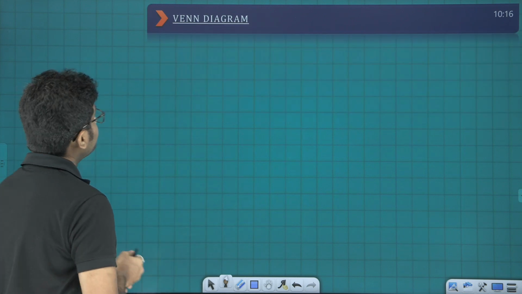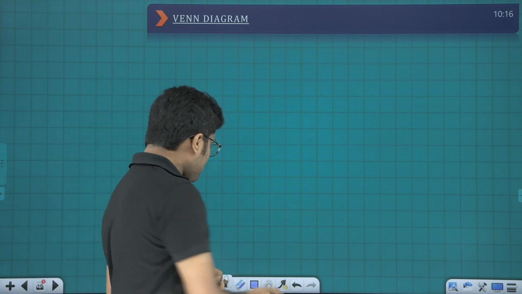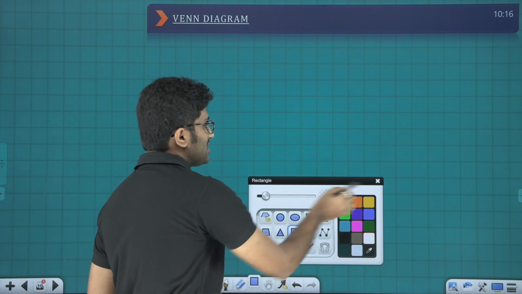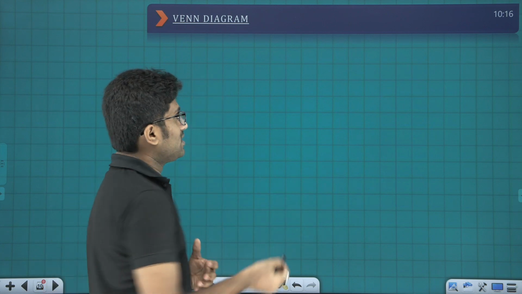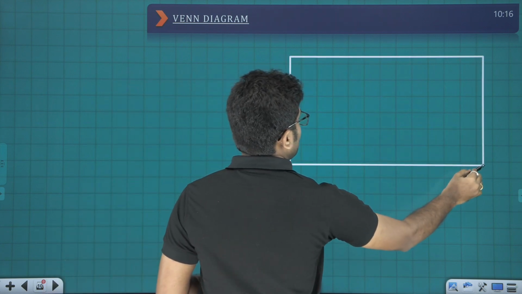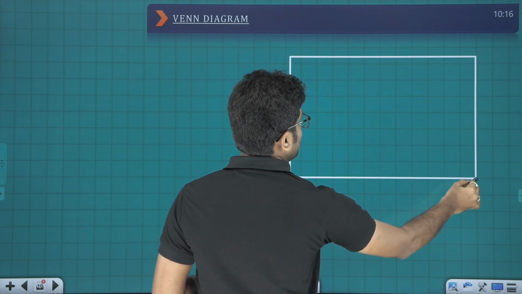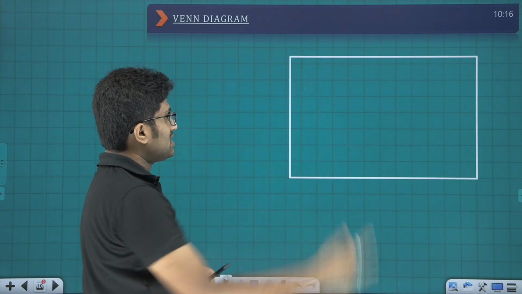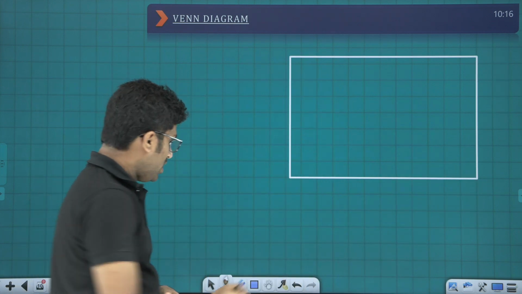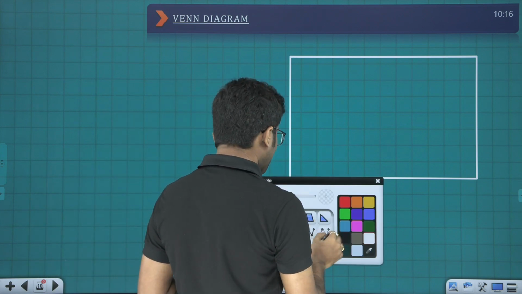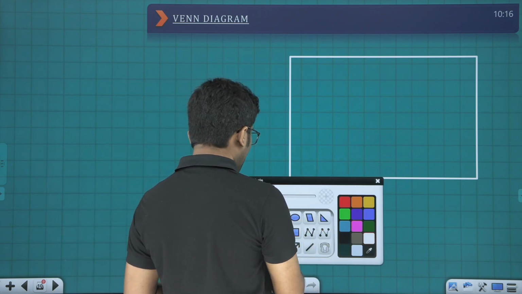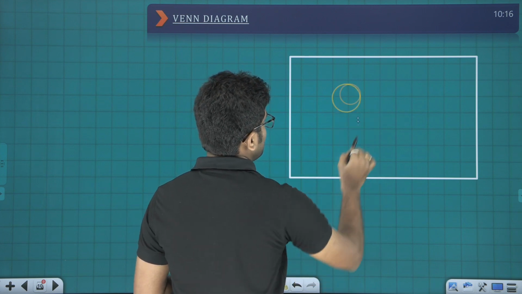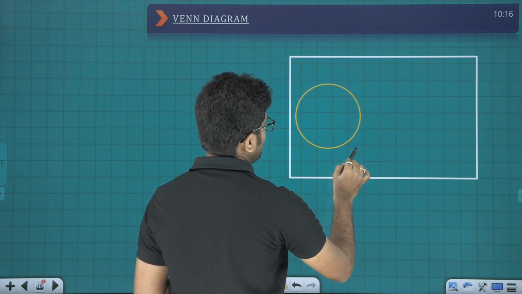Next, Venn diagram. Venn diagram means the pictorial representation of a set, friends. In general, in pictorial representation, a universal set is taken as some rectangle and all the sets which are subsets of it, let's say capital A, capital B, are just some circles, some closed shapes, anything.